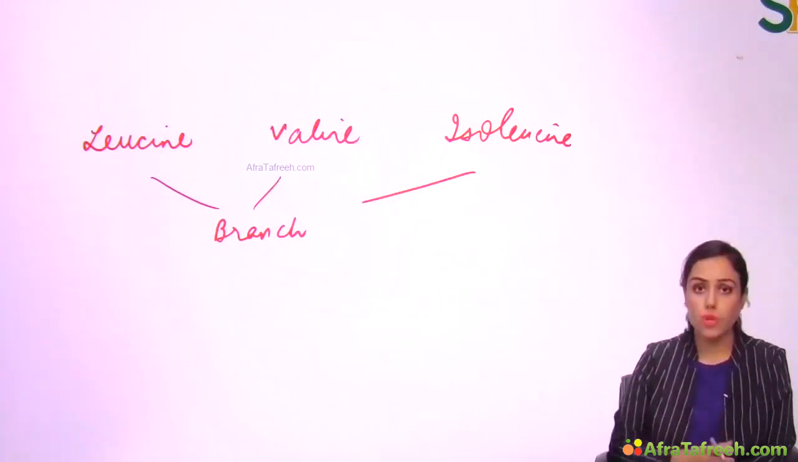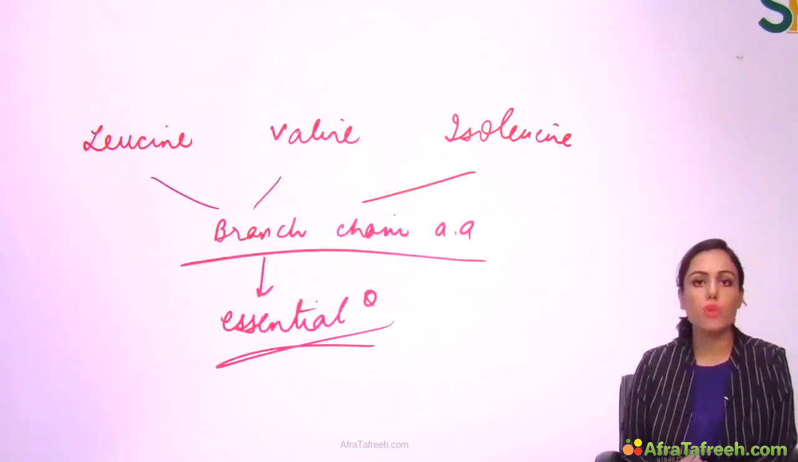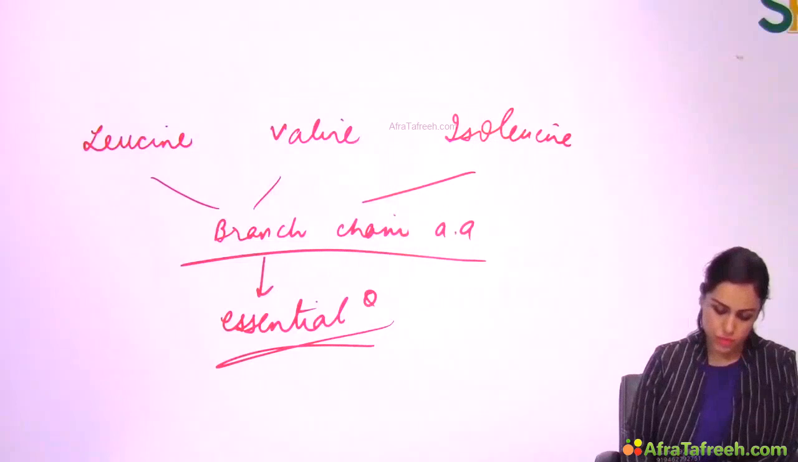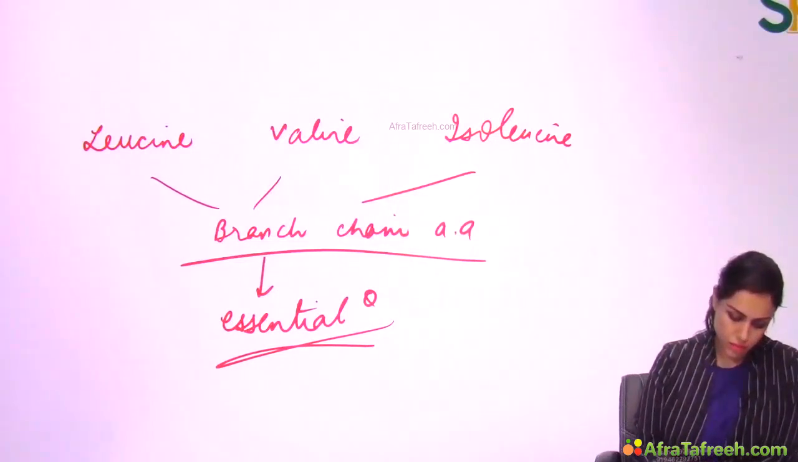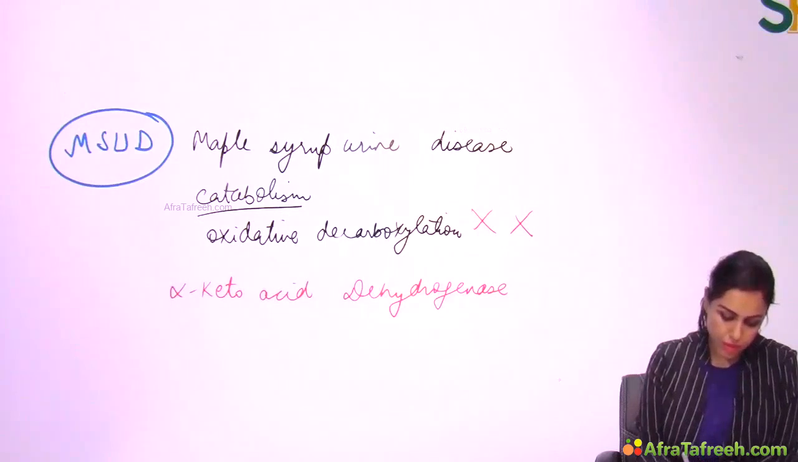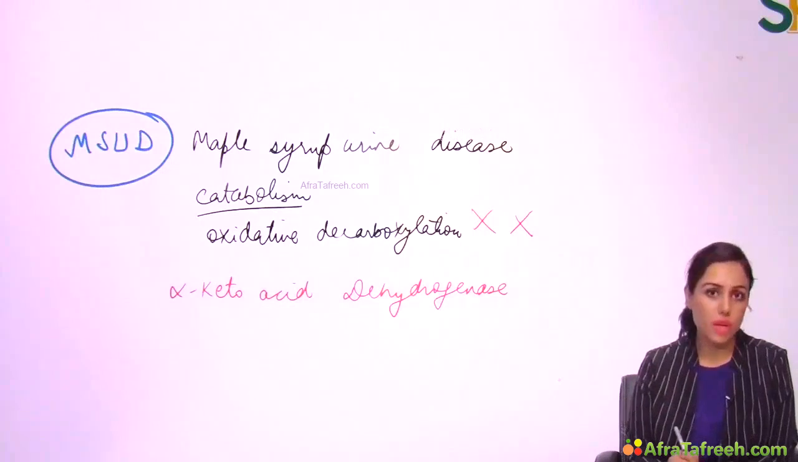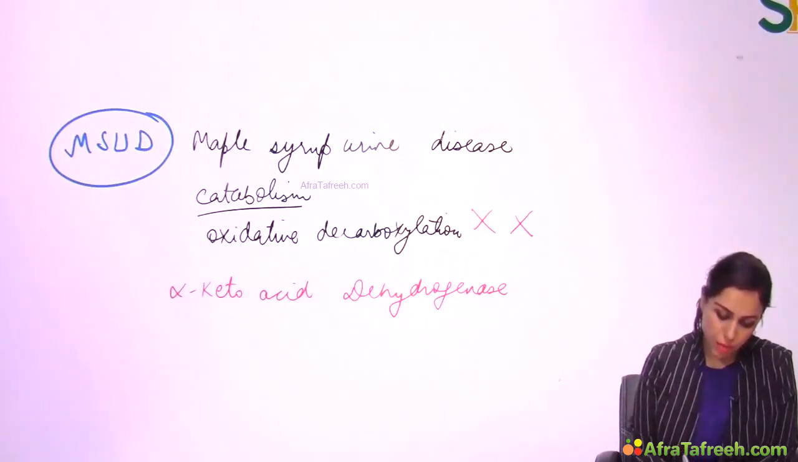Just an idea I'm giving you to learn. Branching is a difficult thing in the body. So all these branch chain amino acids are essential. We cannot make them in body, so we have to take them in diet. Now there's one disease for these branch chain amino acids, that is maple syrup urine disease. This disease is a defect in the catabolism of these three amino acids, valine, leucine, isoleucine. It is a defect in the catabolism.